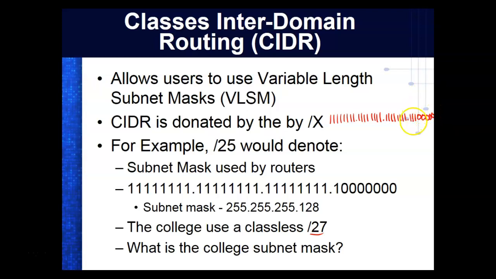So that means the subnet mask would be 255.255.255.224, which would be this guy right here. So that's going to be 1, 1, 1, 0, 0, 0, 0, 0. So this is going to be 1, 2, 4, 8, 16.